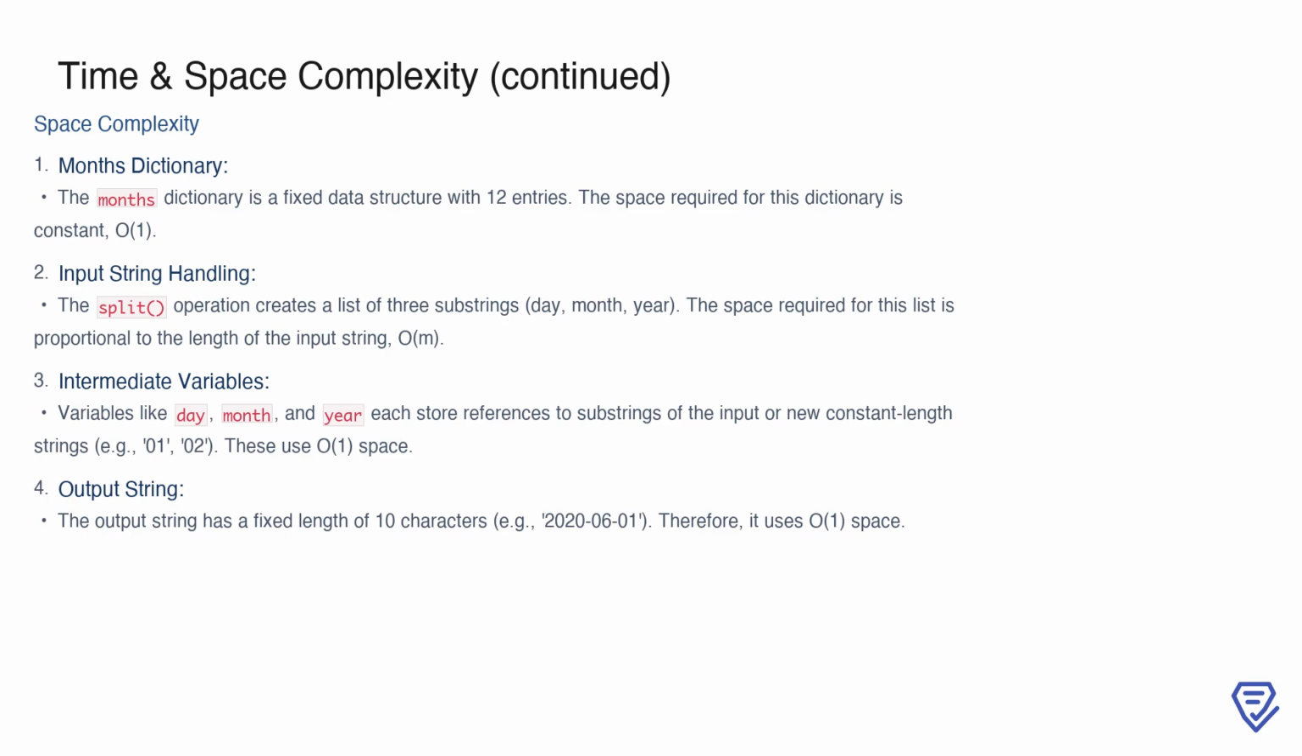The split operation generates a temporary list containing 3 substrings: day, month, and year. The space required for this operation is proportional to the length of the input string, making it O(m). Additionally, intermediate variables like day, month, and year store references to these substrings or new fixed-length strings. Since these variables store a small, constant amount of data, they use O(1) space. Lastly, the output string has a fixed length of 10 characters, so it also requires O(1) space. In summary, the dominant part of the space complexity comes from the temporary list created by split, which gives the solution an overall space complexity of O(m).